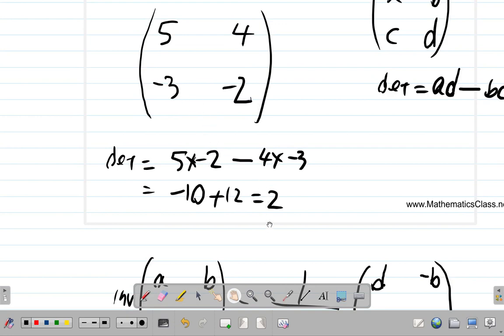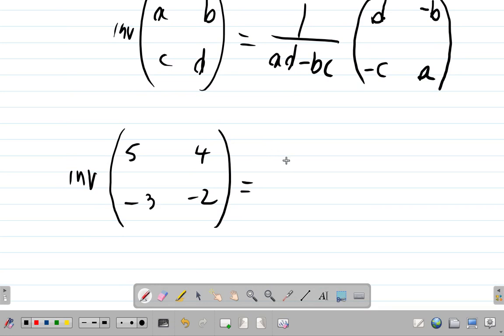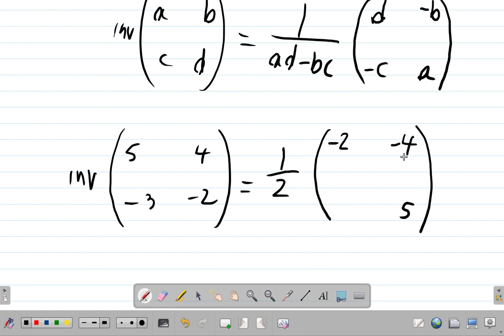So we will have 1 over 2, that is 1 divided by 2, multiplied by the matrix where we interchange the leading diagonal elements, 5 and negative 2. So negative 2 comes up here and 5 comes down here. Change the sign of B and C. Positive 4 becomes negative 4. Negative 3 becomes a positive 3. So you write positive 3 here.